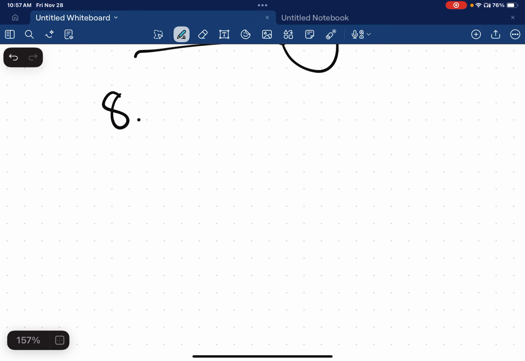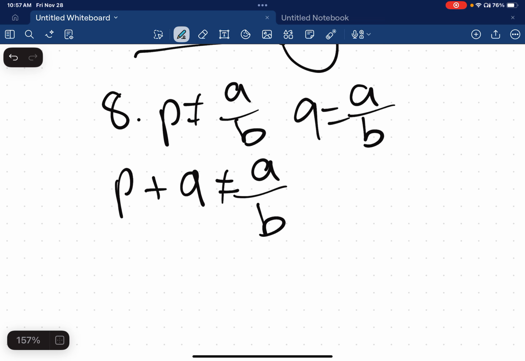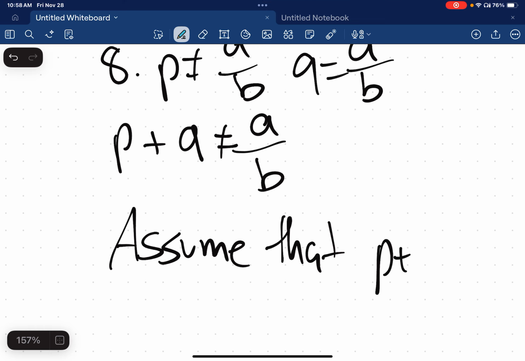Number 8 says that if p is an irrational number, so p does not equal a divided by b, and q is a rational number, then p plus q is also irrational. Okay. We're going to once again use contradiction for this. So now we're going to assume that p plus q is in fact rational.